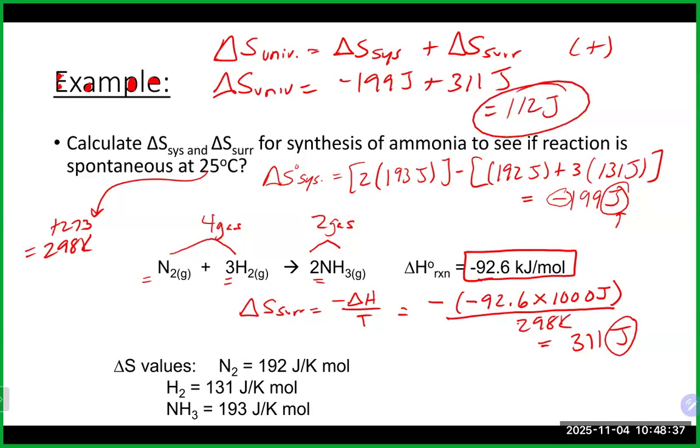Now, our delta S of the universe here is a positive value, which means this reaction should be spontaneous under these conditions. Once again, this is also a really good example of a reaction that is spontaneous, but super slow if you don't use a catalyst. So this reaction will take place if you let it be, but can be on the slow side if you're not using a catalyst to help it along. Any questions on any of those calculations there? Okay.